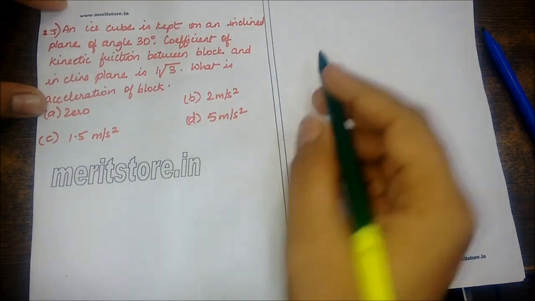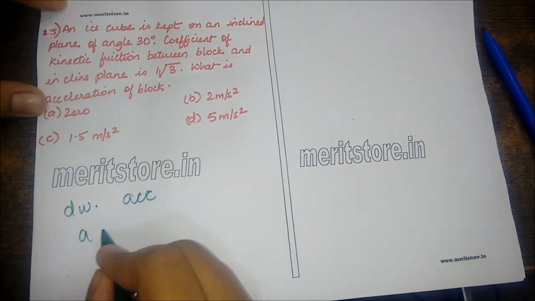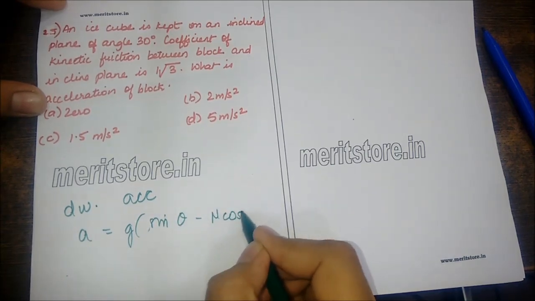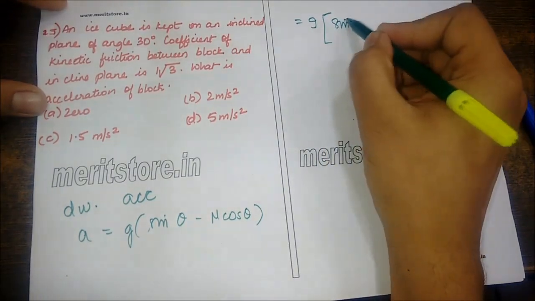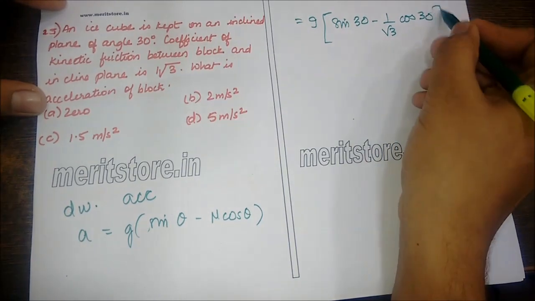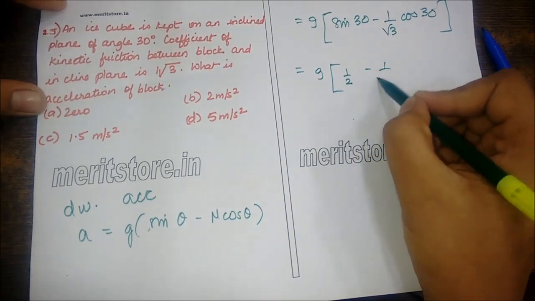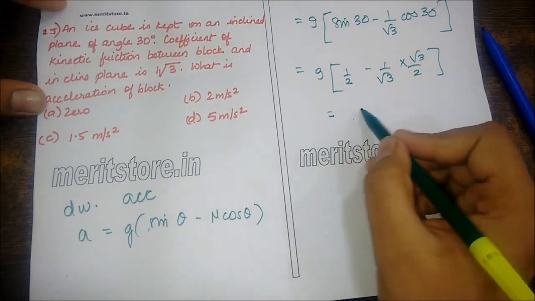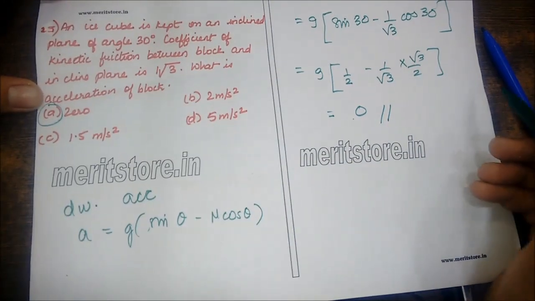So now we know downward acceleration a is equal to g sin theta minus mu g cos theta. g sin 30 minus 1 upon root 3 g cos 30, which is equal to g into 1 by 2 minus 1 upon root 3 into root 3 by 2, which on solving we get 0. So option A, 0 is the correct answer.